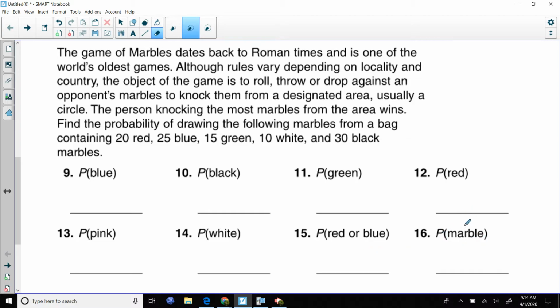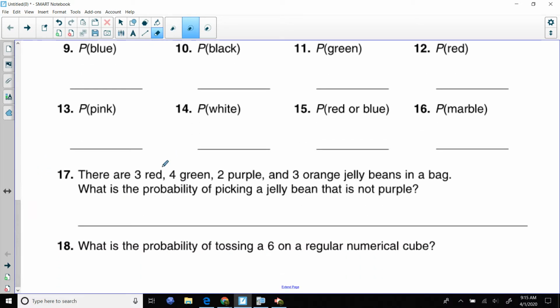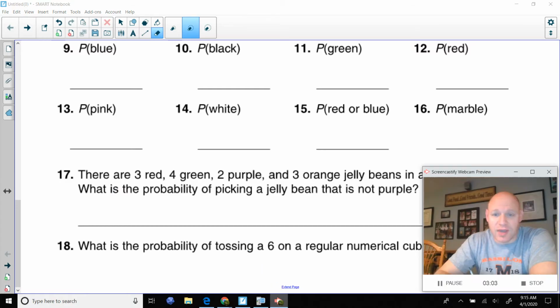The probability of getting a marble: is there something other than a marble in the bag? If so, you would subtract those. But if there's not, I think the probability of finding a marble in a bag of marbles is pretty high. There's 3 greens, so on and so forth, with jelly beans in a bag. What's the probability of tossing a 6 on a regular number cube? So simple questions there.